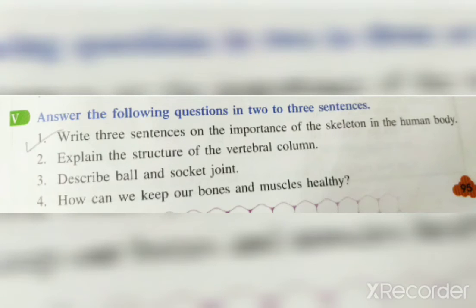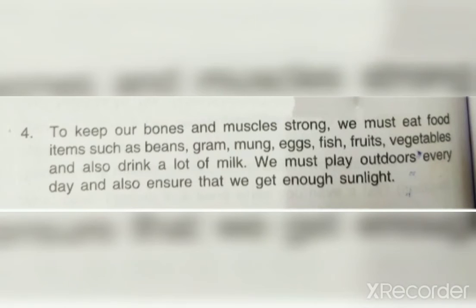And the last question, how can we keep our bones and muscles healthy? And the answer is, to keep our bones and muscles strong, we must eat food items such as beans, gram, moong, eggs, fish, fruits, vegetables, and also drink a lot of milk. We must play outdoors every day and also ensure that we get enough sunlight. This was your answer number 4.